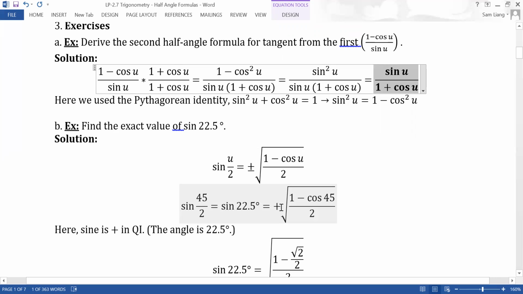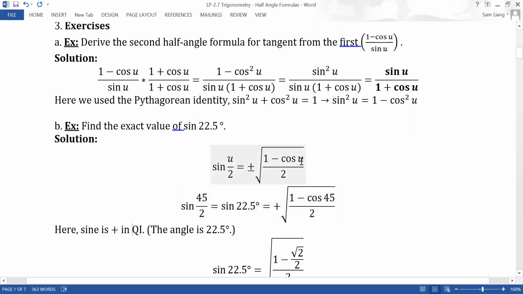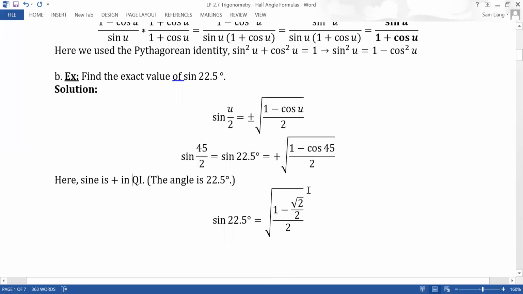So we're going to choose the positive option because 22.5 degrees is in quadrant 1. So I wrote that here. Sine is positive in quadrant 1. The angle is 22.5, so u, in this case, is 45. So it will be square root of 1 minus cosine of 45, and then divide that by 2. And then from here, just simplify. So cosine 45 is root 2 over 2.